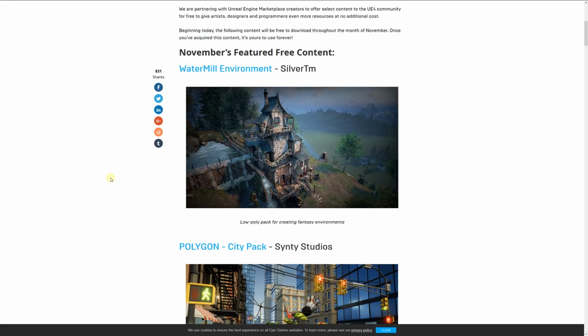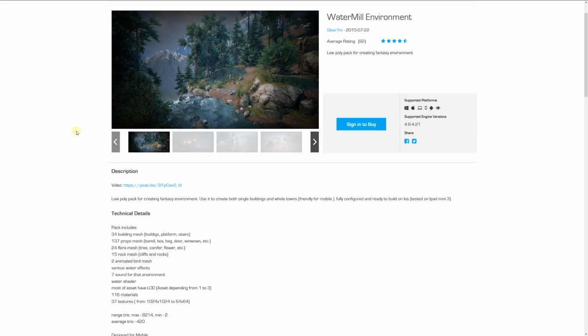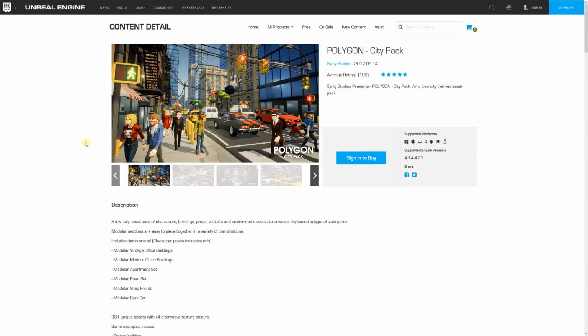It's the Watermill environment. As you can see from one of these packs, it's a low poly fantasy environment with both single buildings and whole towns, with 34 building meshes, 137 props, a lot of different flora, water, sound effects and shaders. You've got another one called the Polygon City Pack, which is a low poly pack that includes characters, buildings, props, vehicles, environment assets, and a lot of different modular variety to create, as it suggests from the picture, a polygon-esque low poly looking city with the sort of hustle and bustle thereafter.